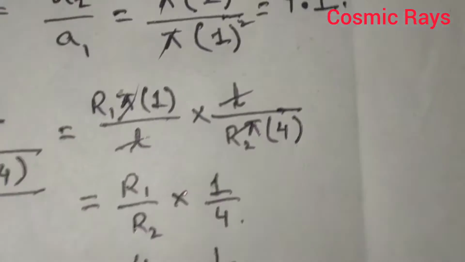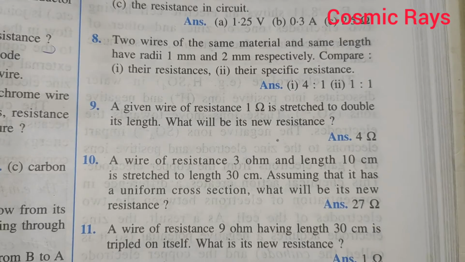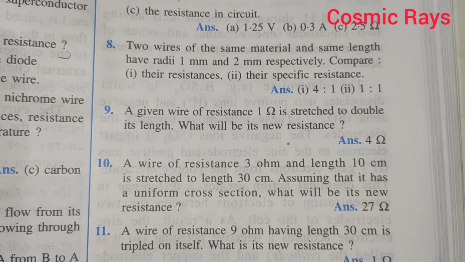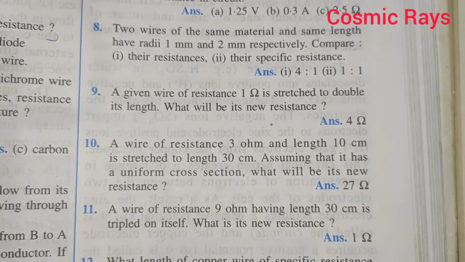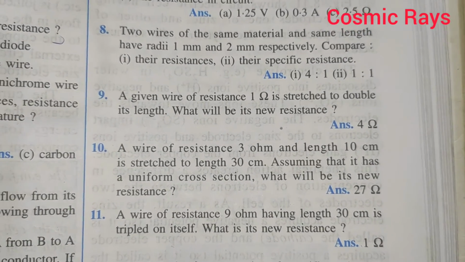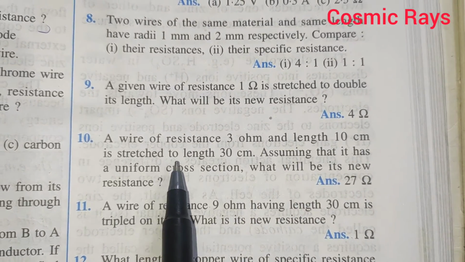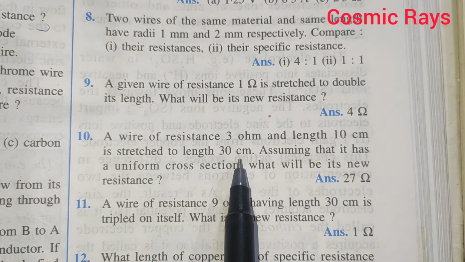Now let's check another question. Now number 9 can be done. 9 and 10 are of the same type, so we will try number 10. It says a wire of resistance 3 ohm and length 10 centimeter is stretched to length 30 centimeter.